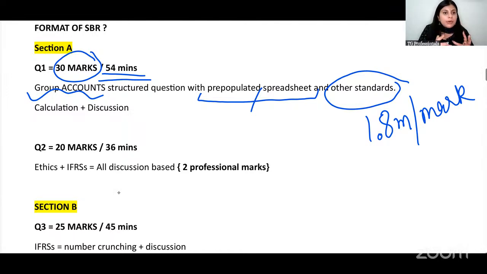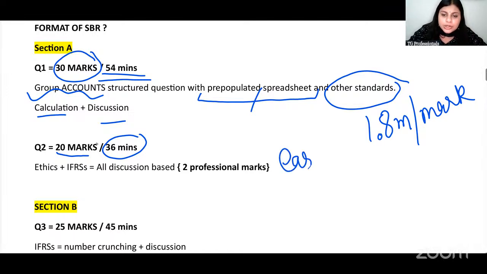So this question number 1 is calculation plus discussion. Sorted? I will calculate stuff, plus I will also discuss what I have calculated. Correct? Then what else do I have? Let's see. Question number 2. This is worth 20 marks and I should take 36 minutes for this. I would say this is the easiest question in the whole exam. Now you might say, ma'am, should we start our paper with question number 2? Because this is the easiest question?